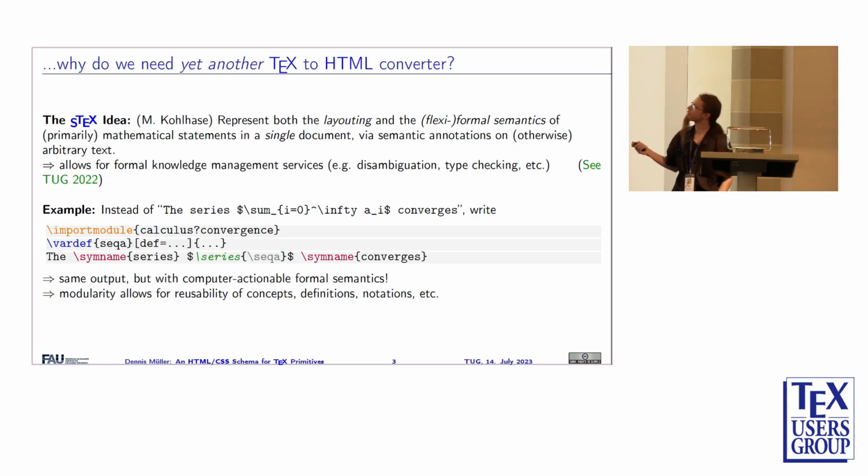And the way that that works is that instead of using the usual LaTeX macros that you would use to typeset some mathematical formula, you import some module that gives you declarations that correspond to the various concepts that you use in there, and then you use semantic macros like this \series, and that way you get the same output, but now the system basically knows, this sum with i equals 0 represents a series over some sequence, and you can declare the sequence as a variable or as a constant sequence, and so on and so forth. So you get the same output, but now you have something that is machine actionable.